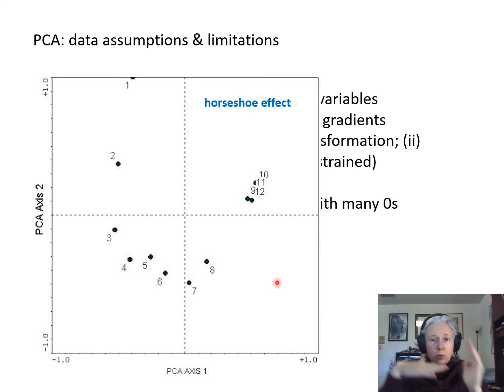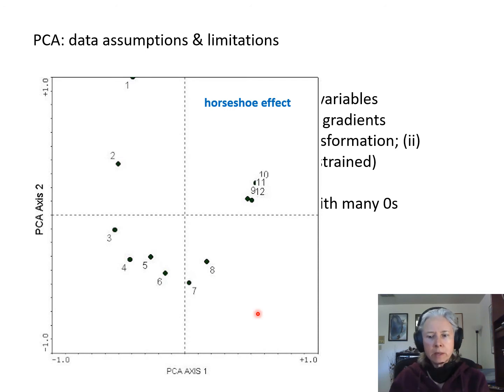PC1 is your horizontal, your x-axis. That's the one that accounts for most of the variation in your data. Then PC2, your vertical axis. And so sites 1 through 12 ought to arrange themselves in order along that axis. And you can see that in this case they do not. Sites 3 and 10 occupy the most extreme positions along the horizontal axis. That's because you have this horseshoe.